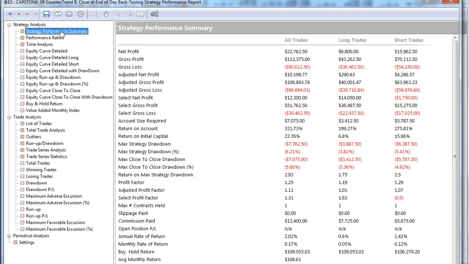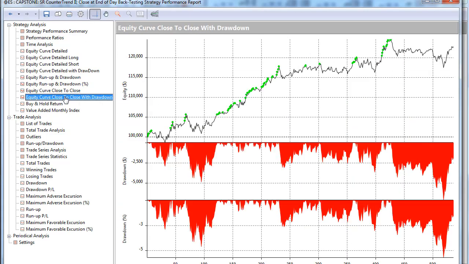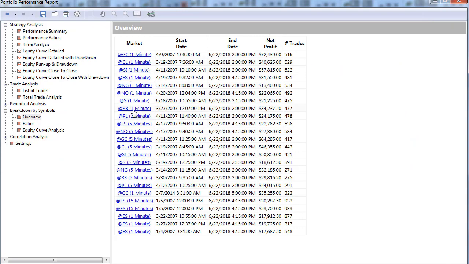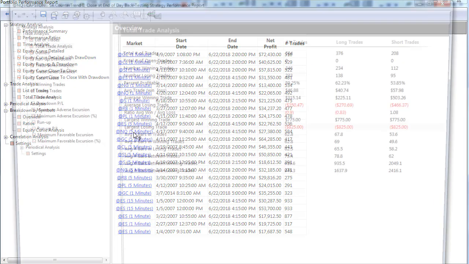Here is the strategy performance summary. Here is the closed trade to closed trade drawdown. You can see the drawdown curve. You can see the total trade analysis and average trade profit there. Again, pause the video if you need to take a look at the numbers a little longer.